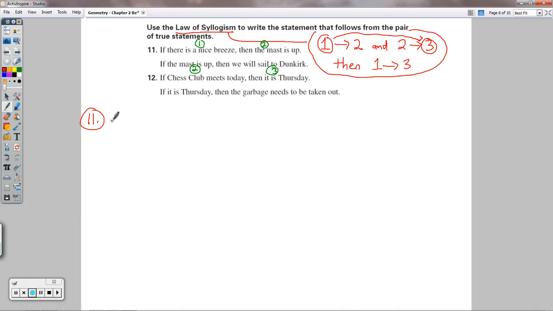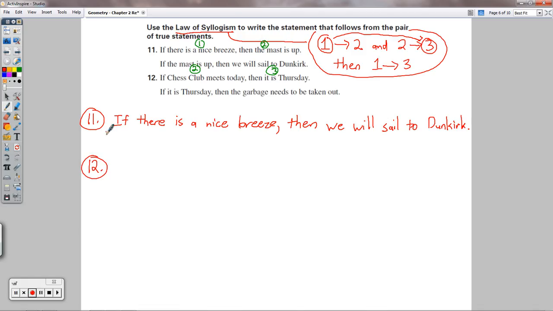So we can start with statement 1. If there is a nice breeze, then we can go right to statement 3, and say then we will sail to Dunkirk. Where is Dunkirk? I don't know, but it sounds like a cool place.